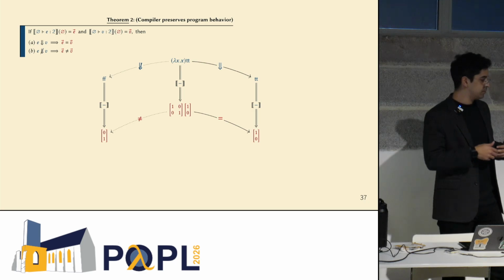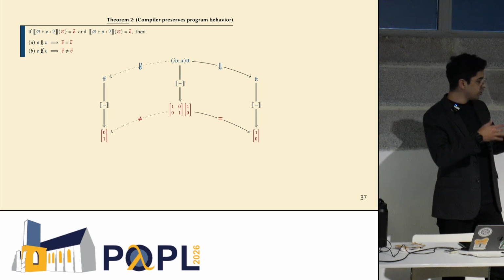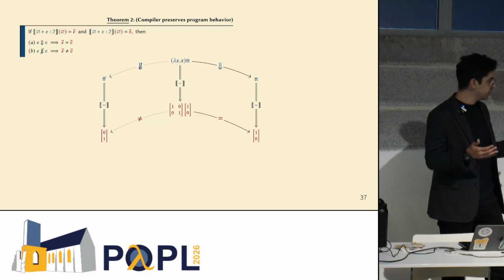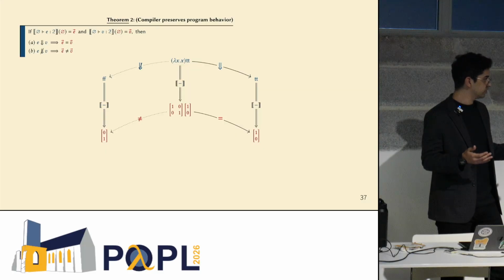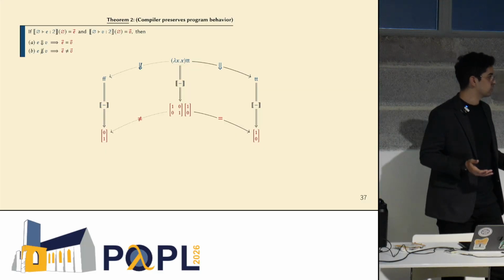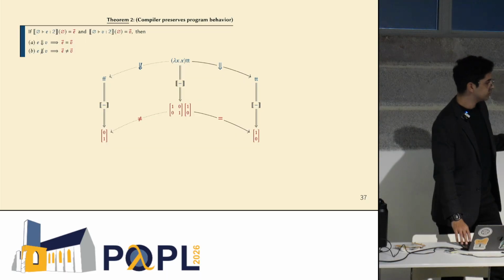In this case, if we know how a program evaluates and what it doesn't evaluate to, can we predict what the compiled code is also going to evaluate to, or what it's equal to, or what it's not equal to? And if we can do those things, we call the compiler correct.